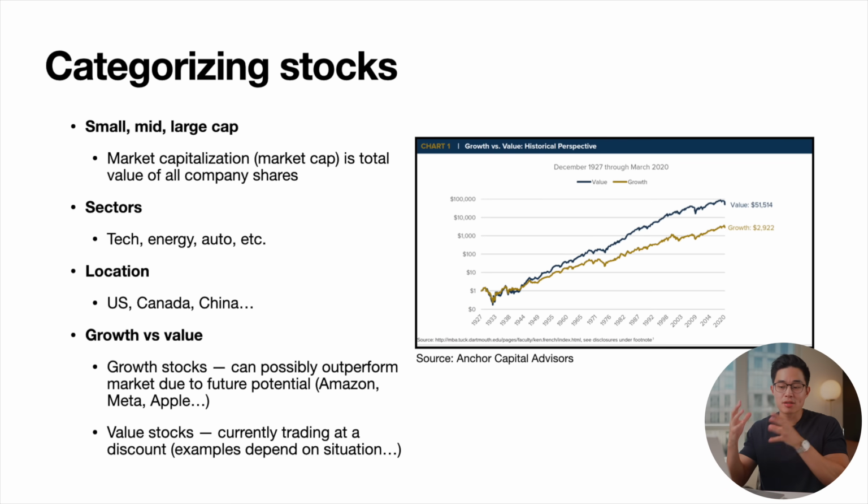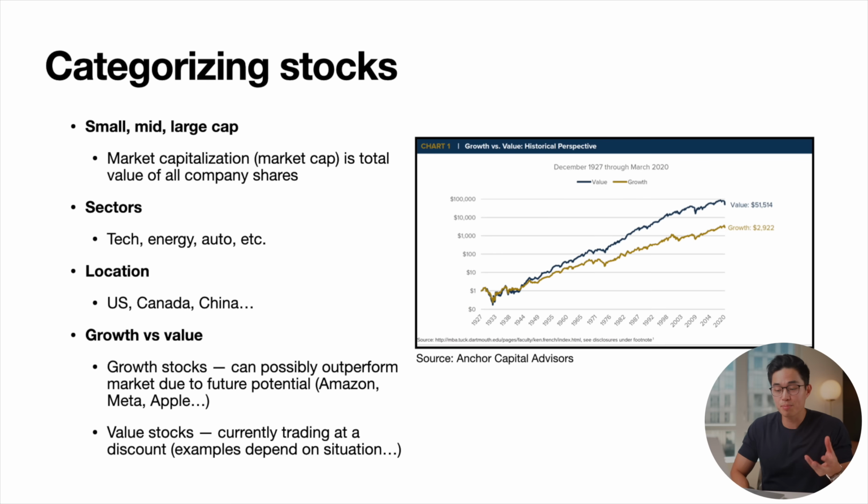You can also categorize stocks in terms of sectors. So you have your tech sector stocks, you have energy stocks, auto stocks, etc. You can also categorize by location. So you have companies based in the US, Canada, China, whatever other countries. And you also have growth versus value stocks.